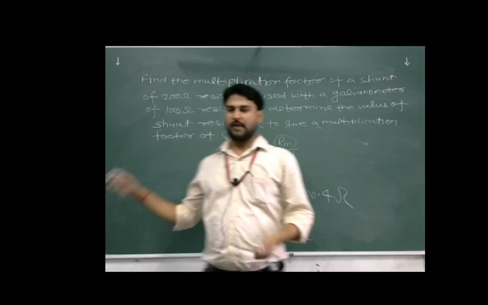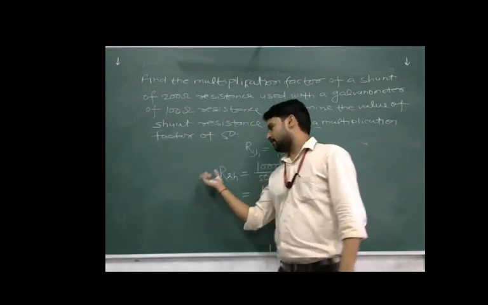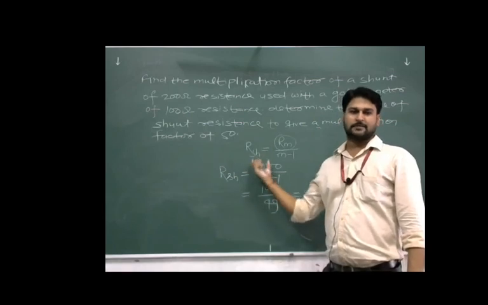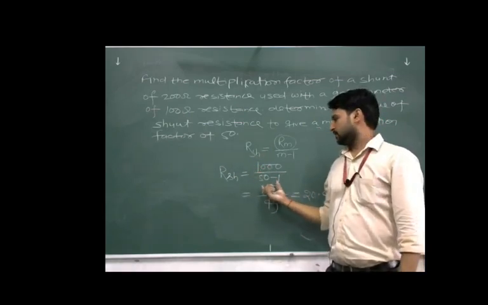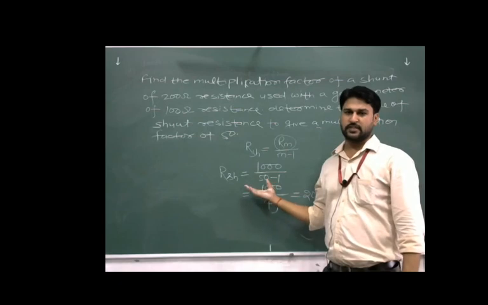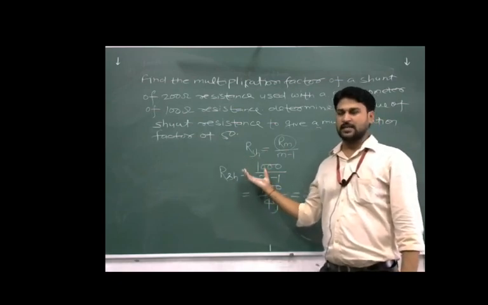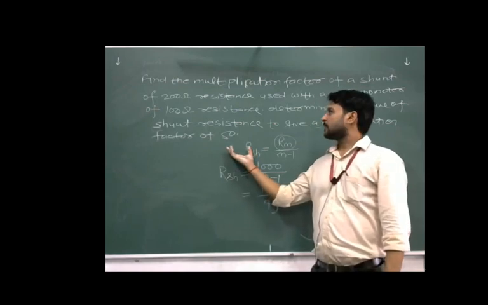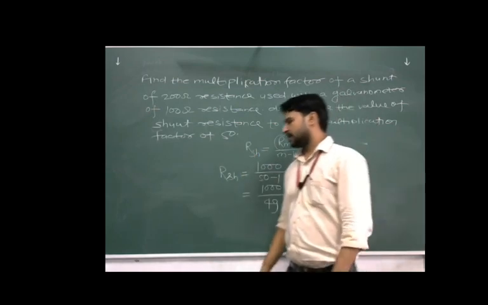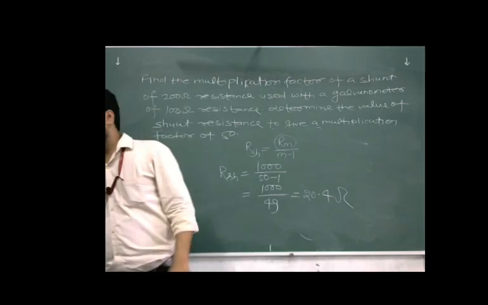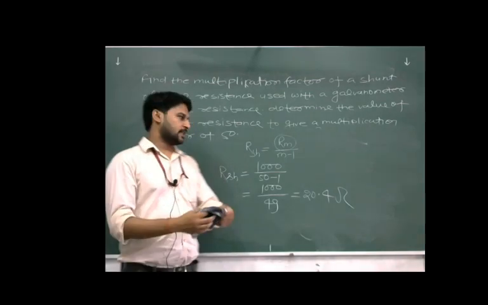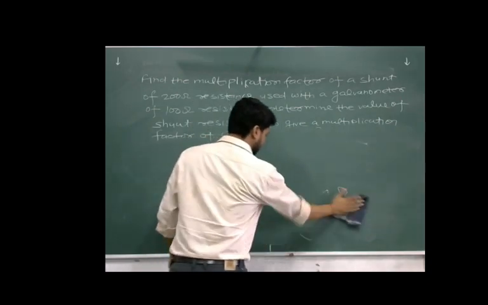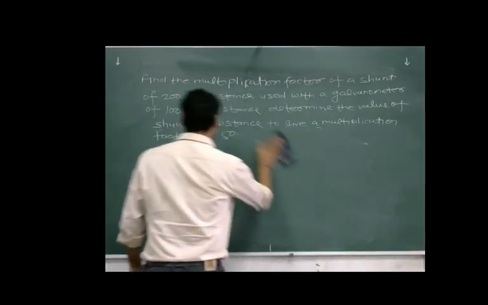Either we have to find the value of the multiplication factor, or the value of the total current, or the value of the maximum current that a meter can carry. So this is the simple approach by using the formula. Earlier these formulas were discussed in the discussion of PMMC ammeter design.